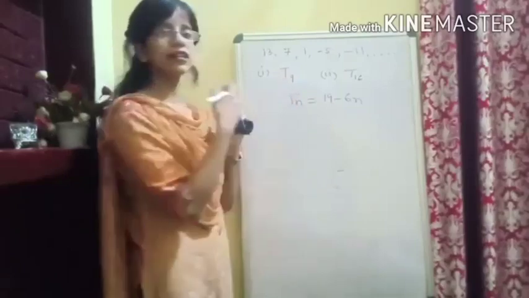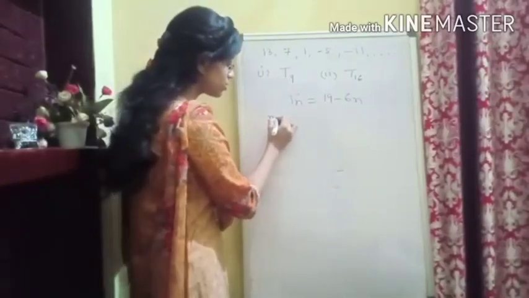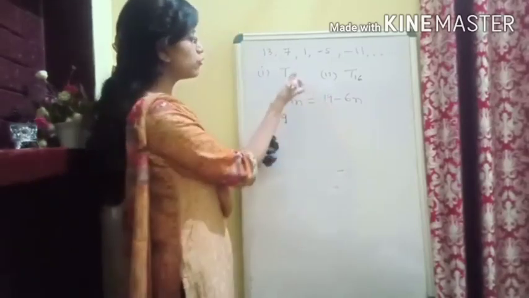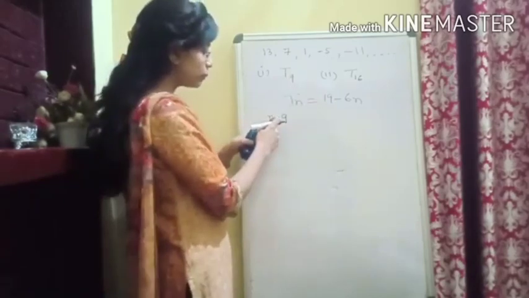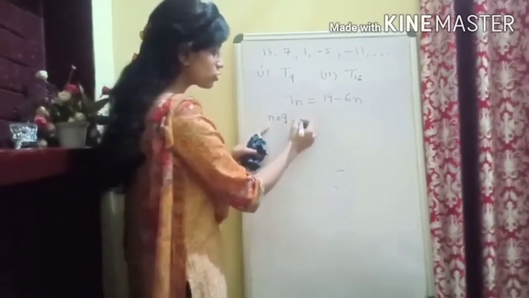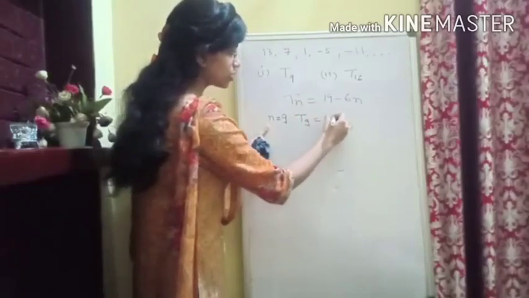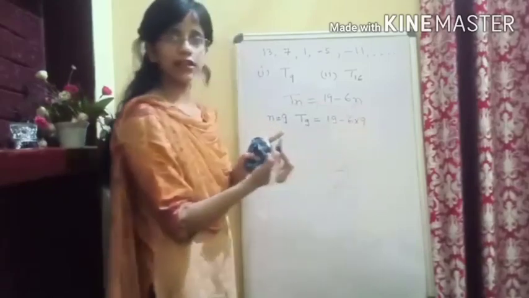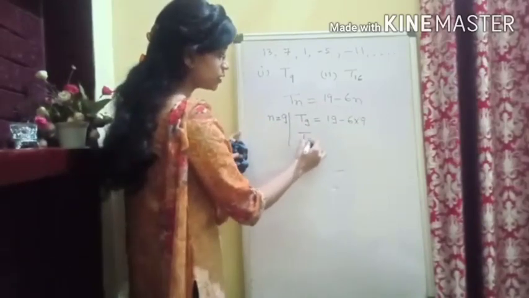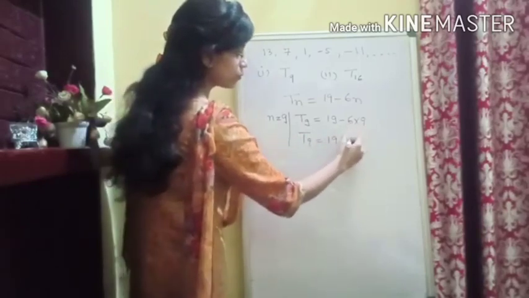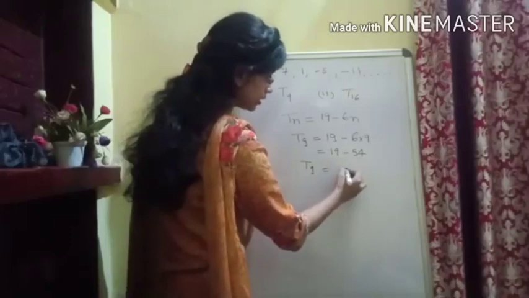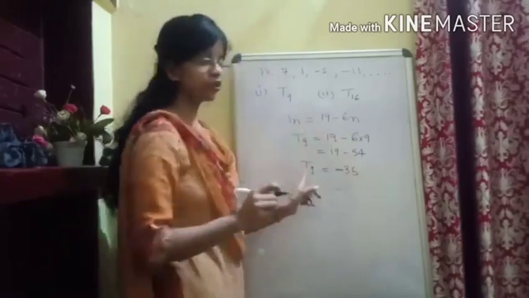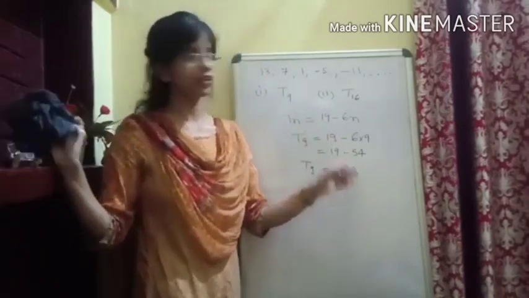So if we want to calculate the ninth term, can we put the value of n as 9, because this is the nth term, it could be any term. So which term do we want? Ninth term. So if we put the value of n as 9, it would be T9 equals 19 minus 6. What is our n? That is 9. Are you getting this? So that would be T9, 19 minus 54, which will be 35, I guess. Yes, it will be 35 with a minus sign. So your ninth term would be minus 35.